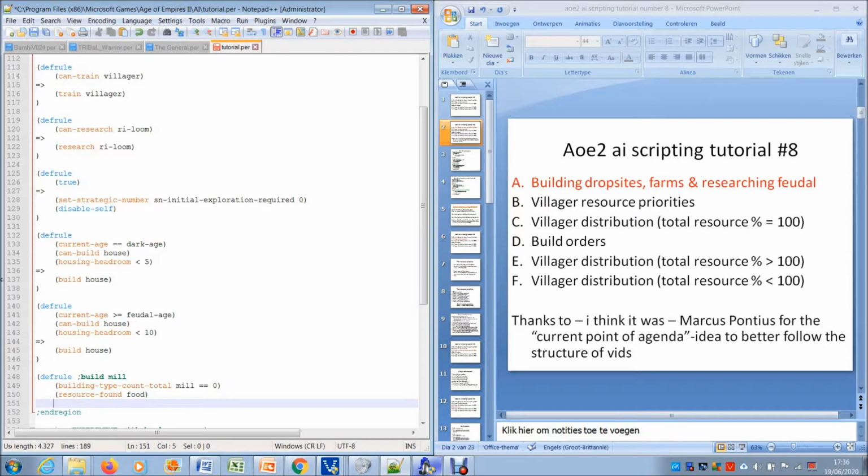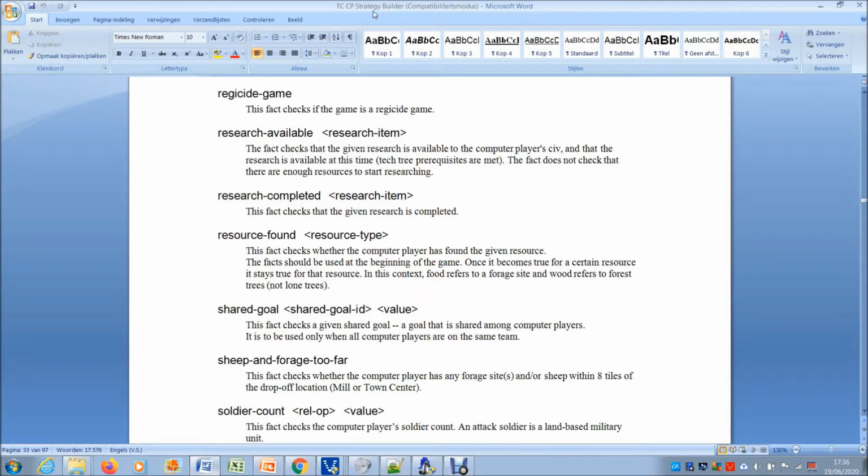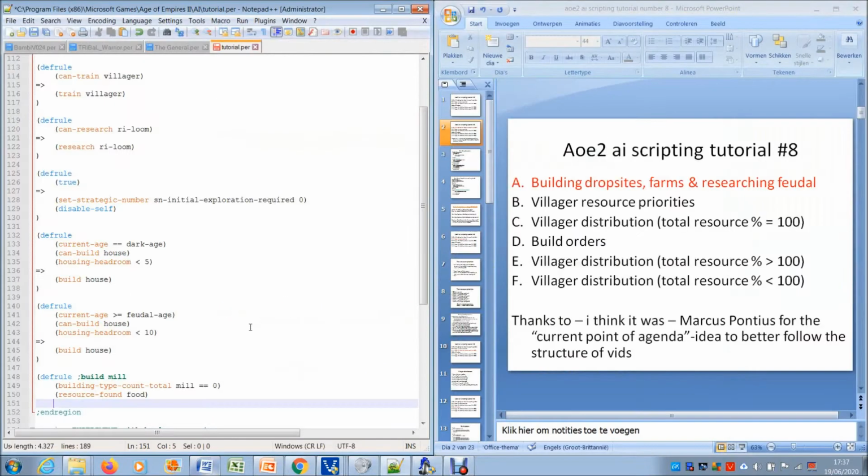What does resource found do? We will have a look at the computer player strategy builder guide, resource found and a resource type. This fact checks whether the computer player has found a given resource. The fact should be used at the beginning of the game. Once it becomes true for a certain resource, it stays true for that resource. In this context, food refers to a forage site and wood refers to forest trees, not single trees or lone trees.